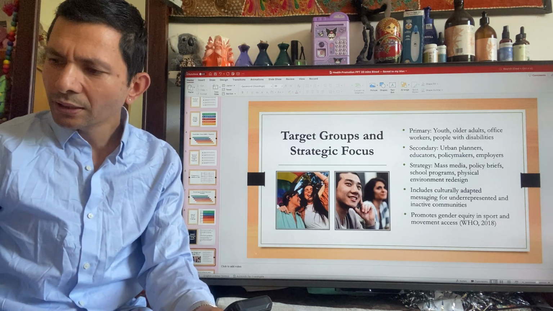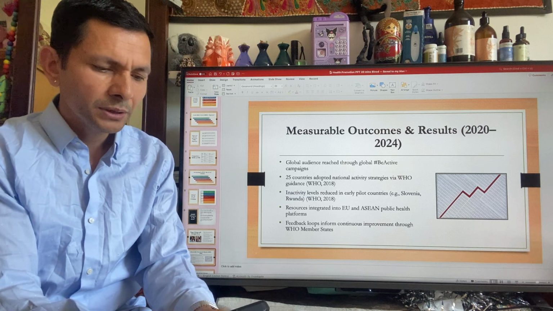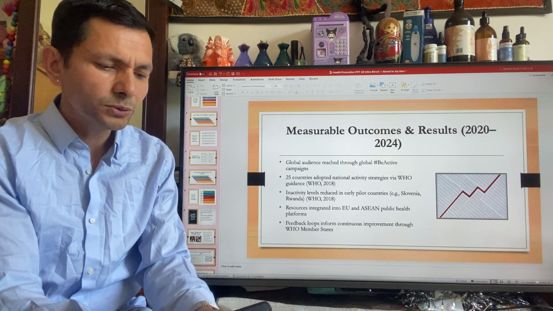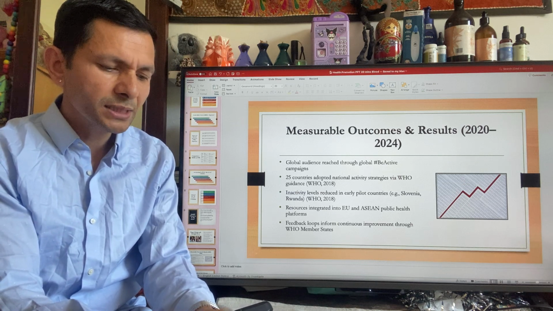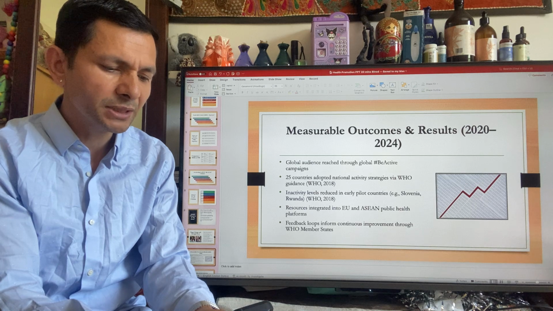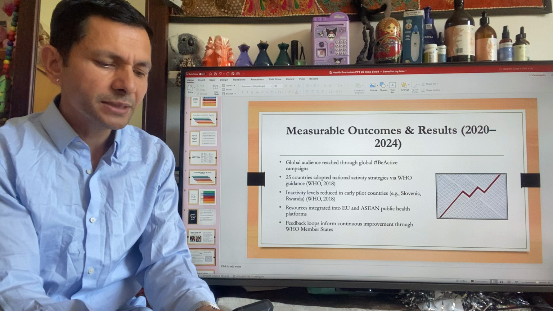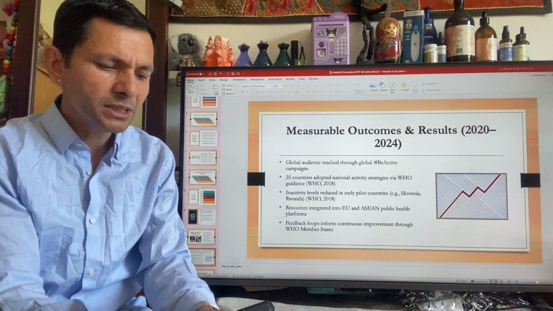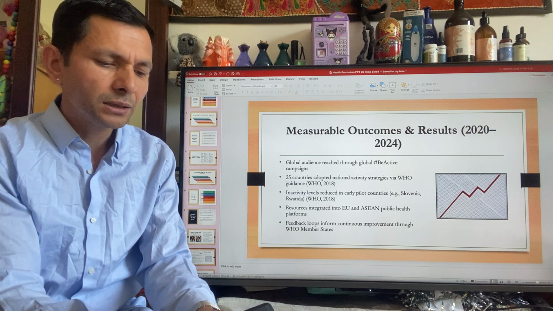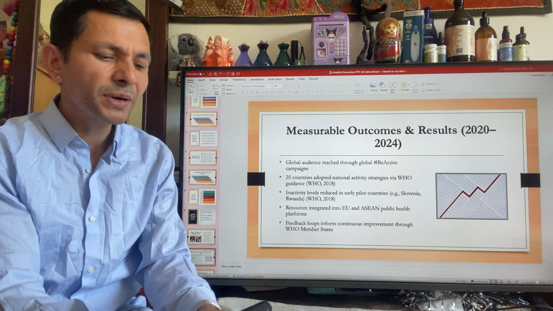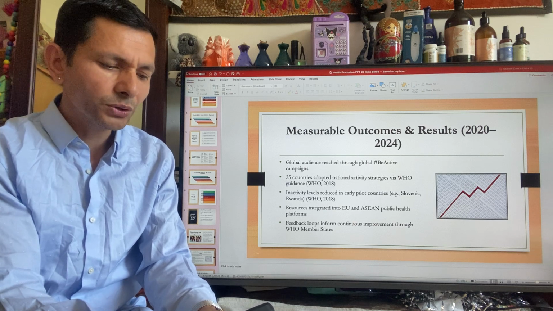And another one, measurable outcomes and results, 2020 to 2024. Since its launch, Be Active has achieved a significant reach. The campaign has been viewed and engaged with by a global audience spanning billions through digital channels.